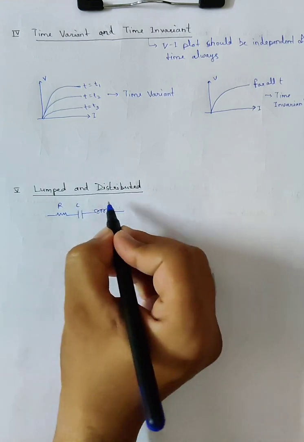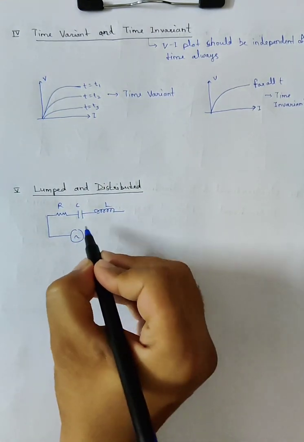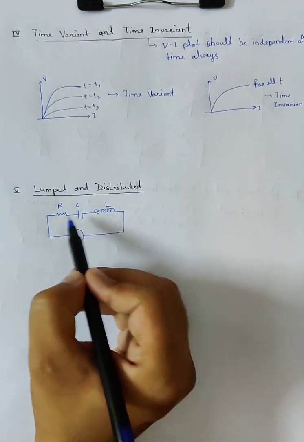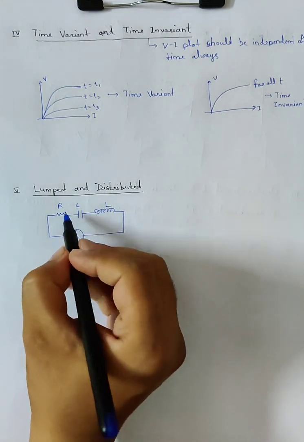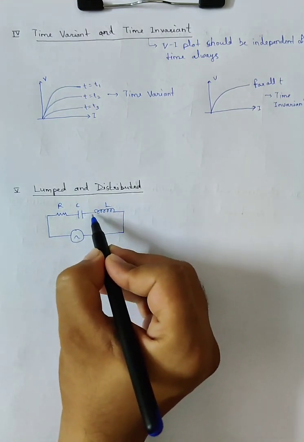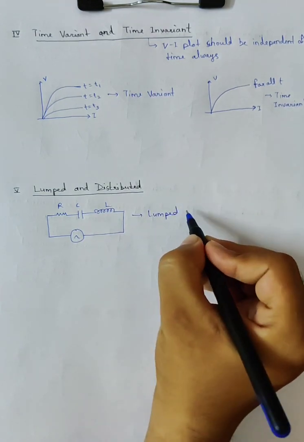This is R, this is C, this is L. These elements are lumped at one point. R is accumulated at this point, C is accumulated at this point, and L is accumulated at this point. This is a lump circuit.